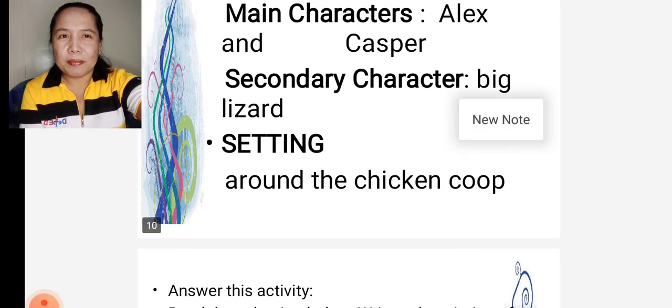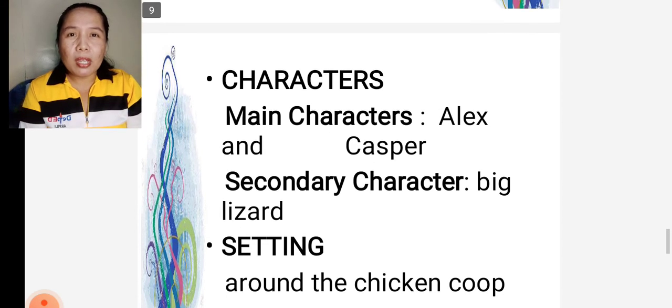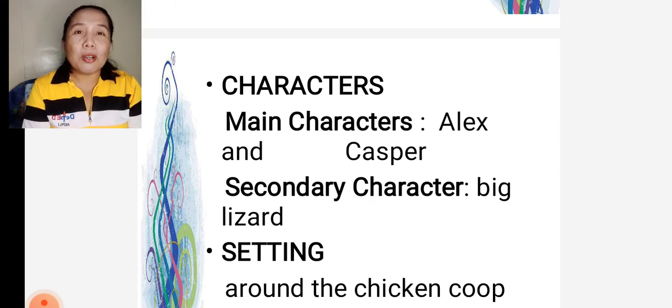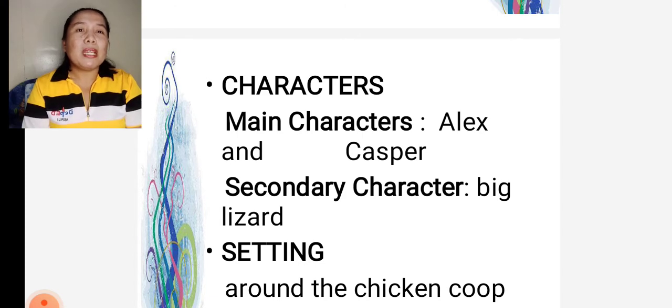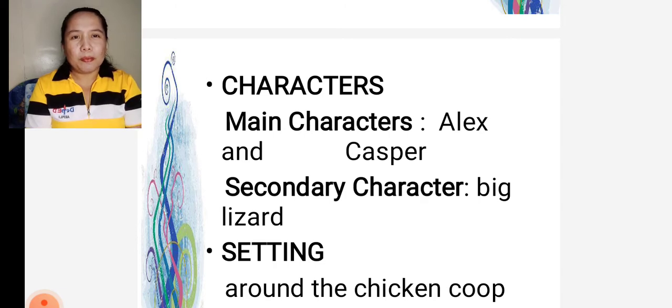Okay. Based on the story that we have read a while ago, the main characters are... There are two kinds of characters, the main characters and the secondary character. So on that story that we have read, the main characters are Alex and Casper. And the secondary character is the big lizard.